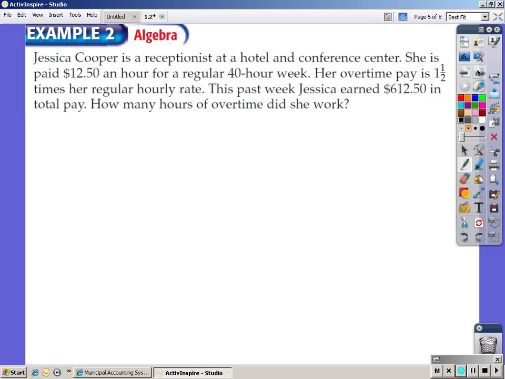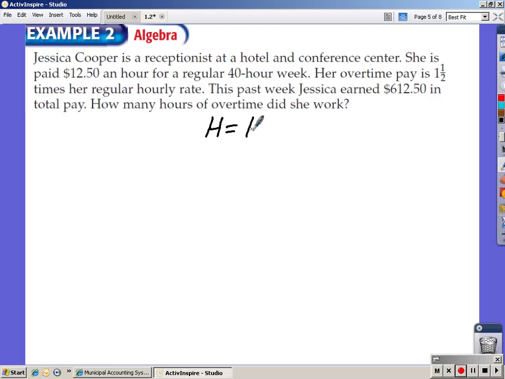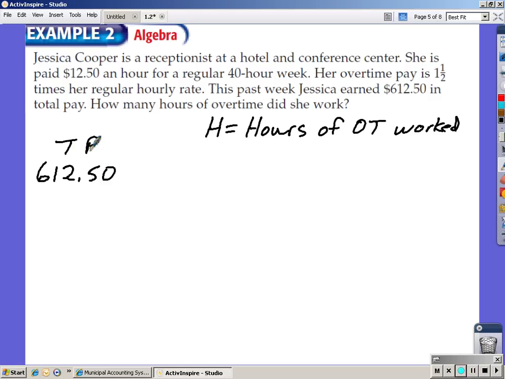All right, so we're looking for the number of hours overtime she worked. So we're going to let H equal hours of overtime worked. All right, we identified the variable. Let's solve the problem. Okay, if we know that she earned $612.50 in total pay, and remember, total pay is your straight time plus overtime added together. So what we've got to do is find our straight time plus our overtime.